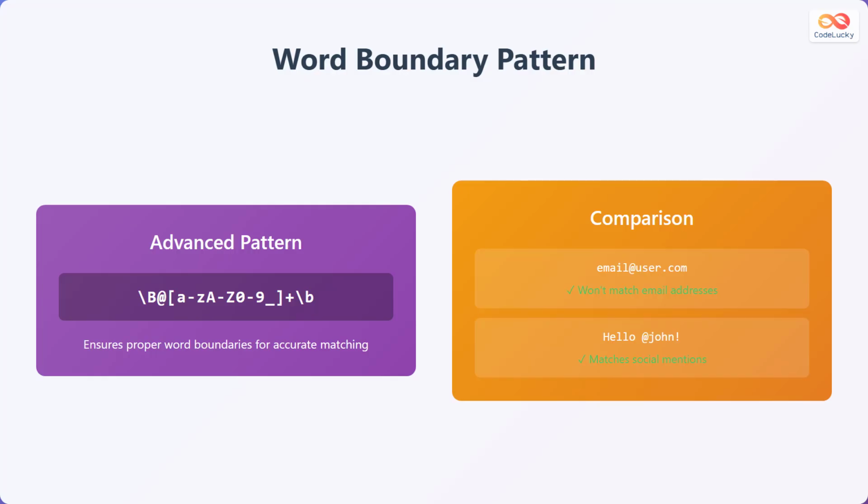Let's explore an even more advanced regular expression pattern. This pattern is \B@ followed by square brackets, a-z, A-Z, 0-9, underscore, all enclosed in square brackets, plus sign, \b. This ensures proper word boundaries for accurate matching. This pattern won't match email addresses and correctly matches social mentions.